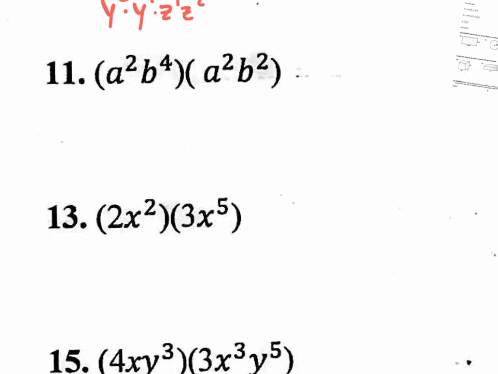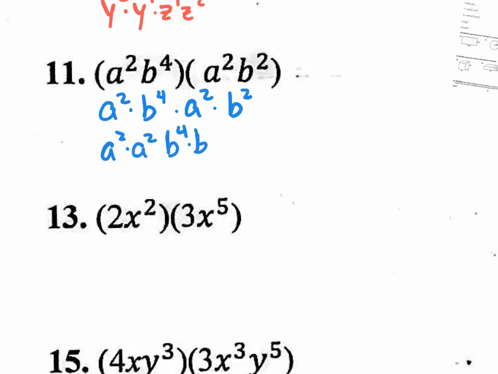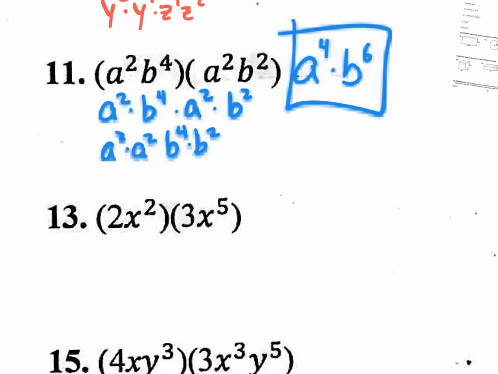Moving on to number 11. Once again, there's nothing to distribute from the outside in, so you don't even need the parentheses. What you really have is a squared times b to the 4th times a squared times b to the 2nd. If you rearrange it, a squared times a squared, and then b to the 4th times b to the 2nd, you'll get your final answer, a to the 4th, using rule 1, add the exponents, times b to the 6th. 4 plus 2 is 6. So your final answer there is a to the 4th, b to the 6th.